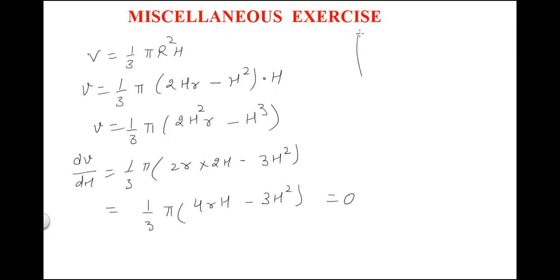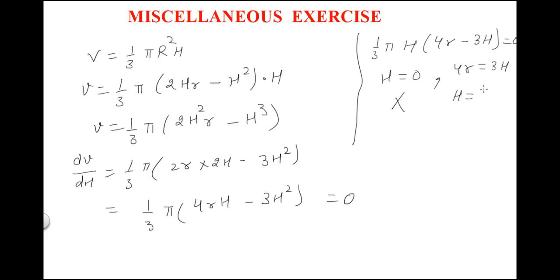Just to see now, if we put it as equal to 0, 1 upon 3 pi, what is common in both of them? H is common, correct? So what we are left with, 4R minus 3H equals 0. So either H is equal to 0, but height definitely can't be 0 of the cone. And from here 4R equal to 3H. So here we get capital H is equal to 4R upon 3. That means height of the cone is 4R upon 3.